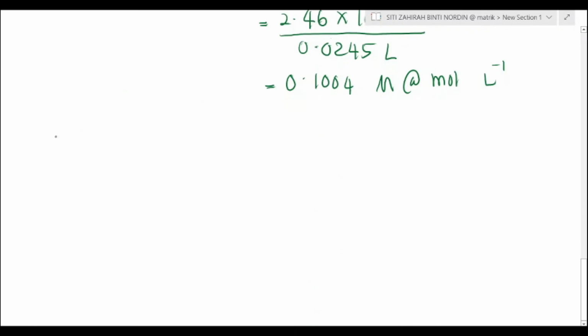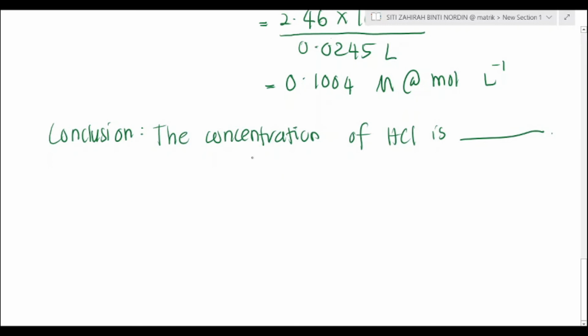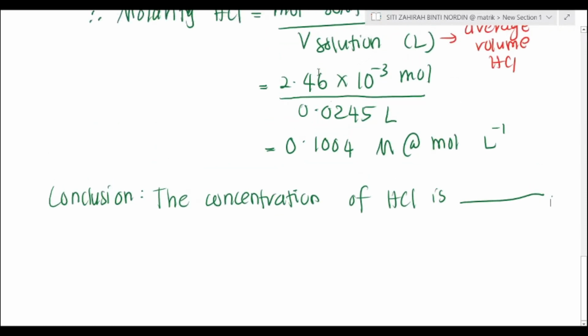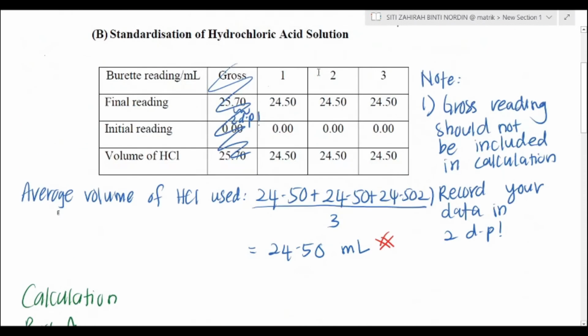The last thing to do is your conclusion part. For the conclusion, you have to answer what is the concentration of HCl that you calculated based on your result. Make sure that each group obtains a different reading because you've got different endpoints from last week.